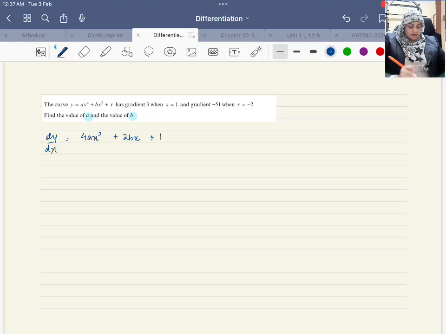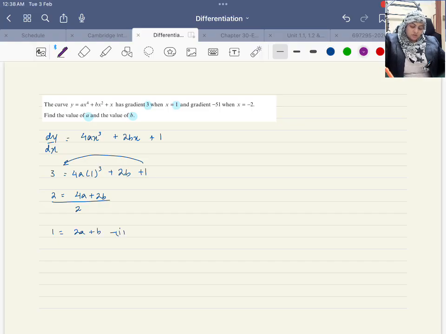This is dy by dx, or this is the gradient. So gradient is 3 when x is equal to 1. In place of gradient, I plug in 3, and in place of x, I put 1. 1 cube plus 2b plus 1. I bring that 1 on the other side, becomes 2 is equal to 4a plus 2b. I divide the entire equation by 2, and the final equation is 1 is equal to 2a plus b.